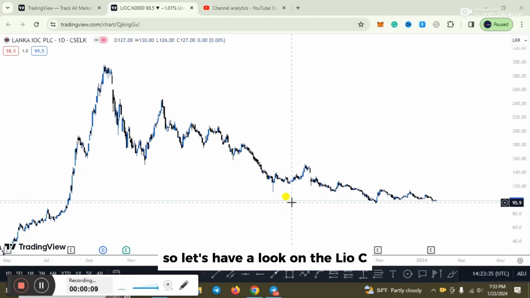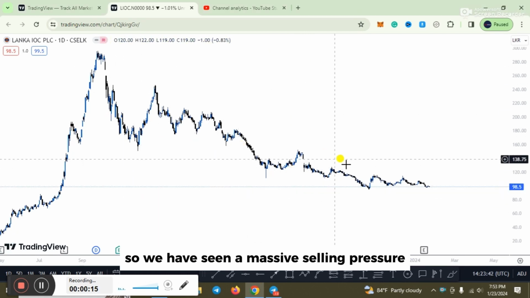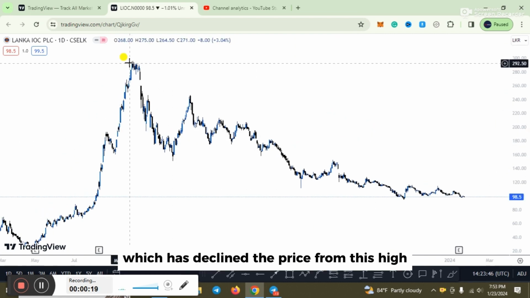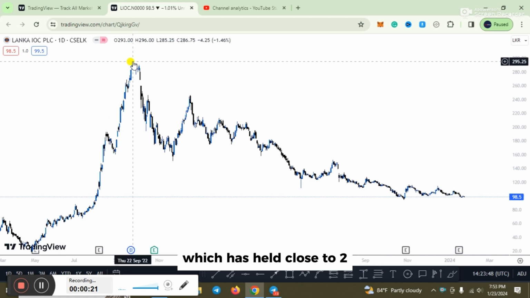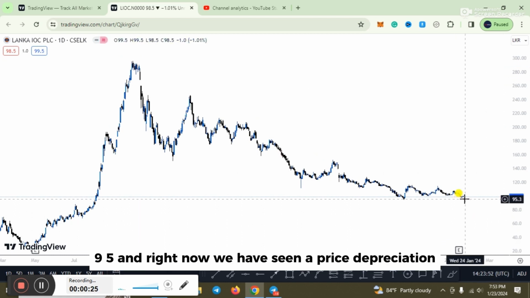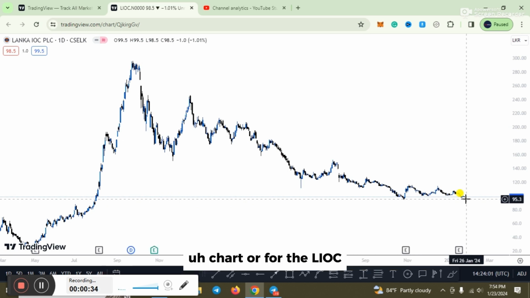So let's have a look at the LIOC. Today I picked up the daily time frame. We have seen massive selling pressure which has declined the price from this high, which held close to 295, and right now we have seen a price depreciation of more than 200 rupees on the chart for the LIOC.